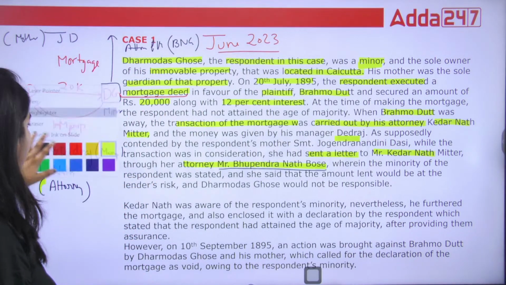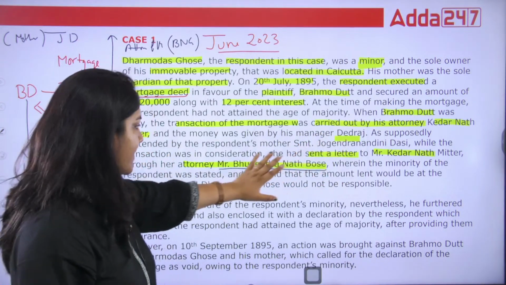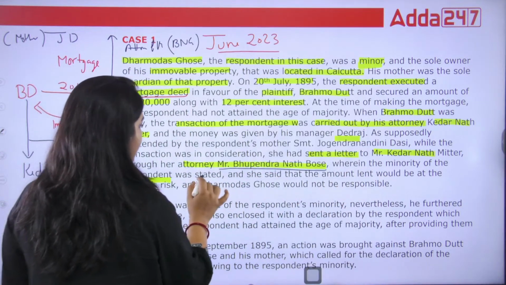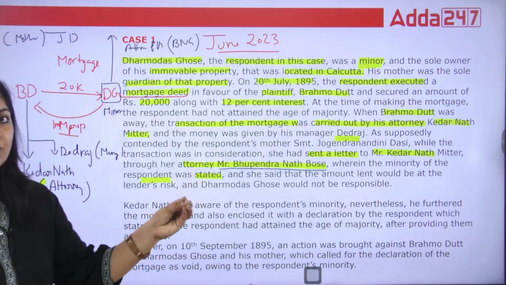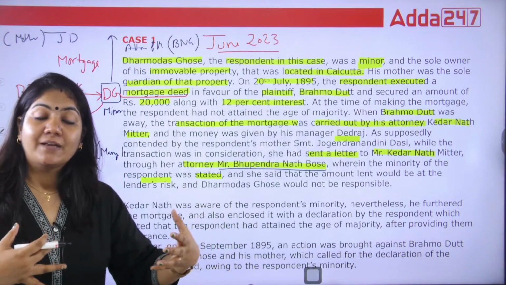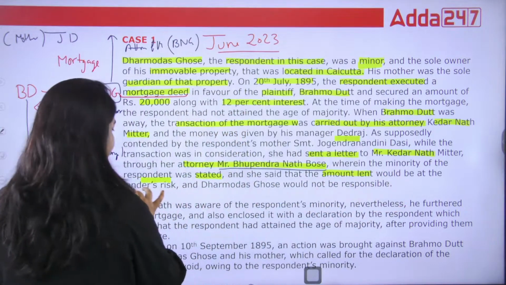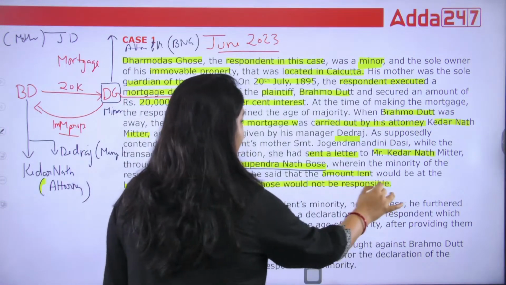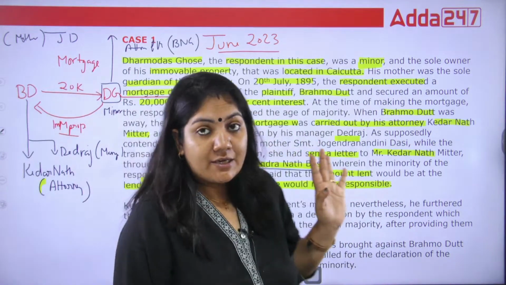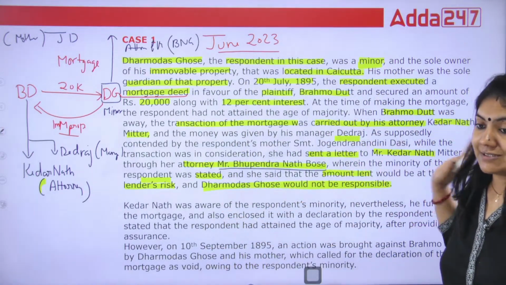So the mother sent a letter to Kedarnath, that is the attorney of the opposite party, through her attorney, wherein the minority of the respondent was stated. It means the mother wants to state that my child has done the mortgage, but my child is a minor. She said that the amount lent would be at the lender's risk and Dharmodas Ghosh would not be responsible. It means the mother is saying that you have given 20,000 to my son, that is your risk. My son will not be liable.